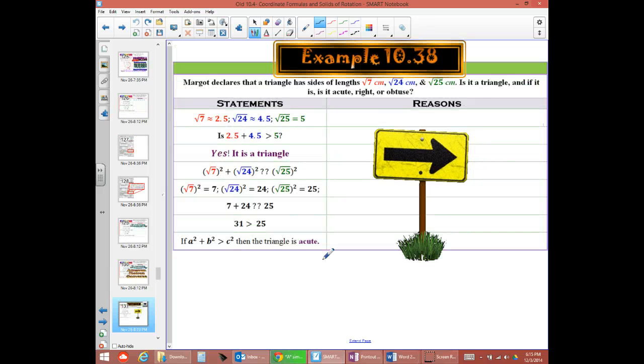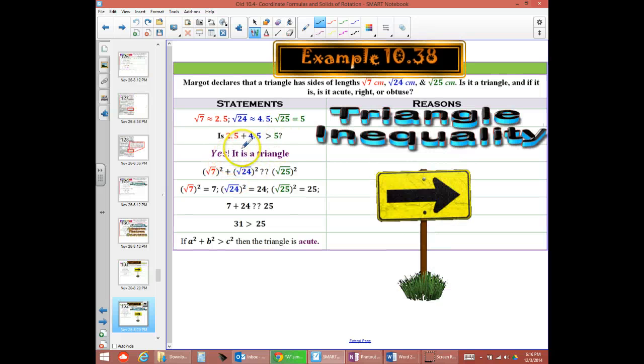We're going to do one more just like that. We say Margot declares the triangle has sides of lengths square root of 7, square root of 24, and square root of 25. All right, we got to decide, is it a triangle? So we don't really know exactly what the square root of 7 is, but we know it's somewhere between 2 and 3, right? Because the square root of 9 is 3, and the square root of 4 is 2. 24 is really close to 25, and the square root of 25 is 5. But even if we did halfway betweens, we'd still say that 2.5 plus 4.5 is way bigger than 5. So we know it's a triangle based on the triangle inequality.